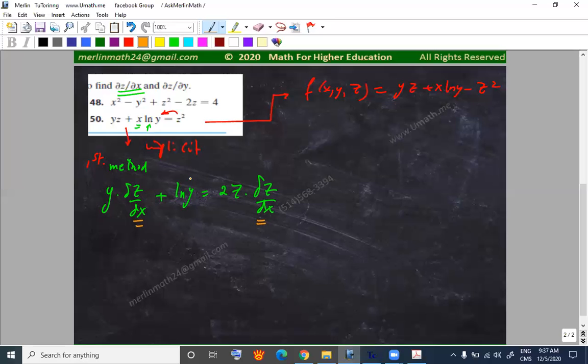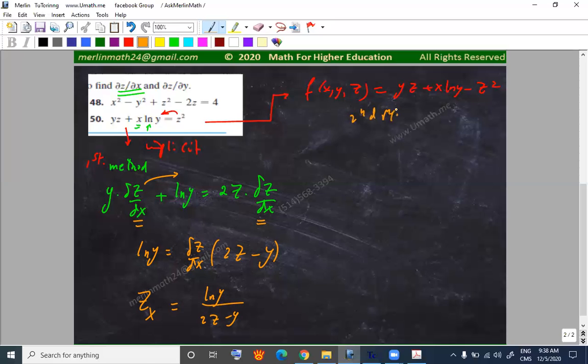I prefer to take this to be minus, so keep it on the left, and take that to the other side. So it would be ln y equals, taking dz over dx common, 2z minus y. You agree? So for the answer, let me write it in a different way: deriving z with respect to x, z sub x, would be ln y divided by 2z minus y. That's it. Now let us do the second method, which I prefer because the second method is faster.